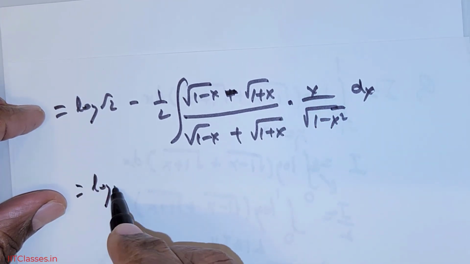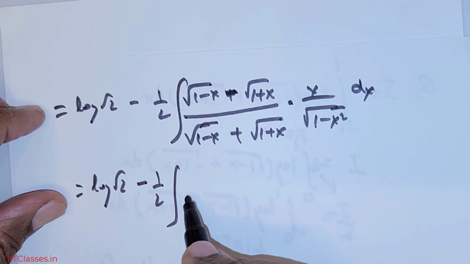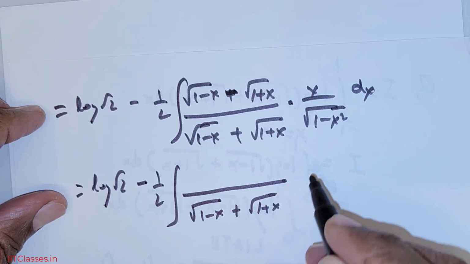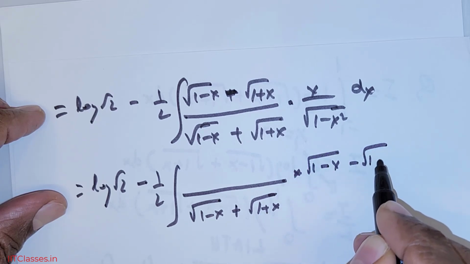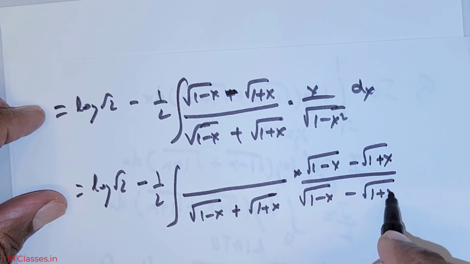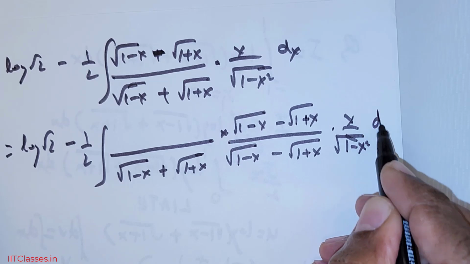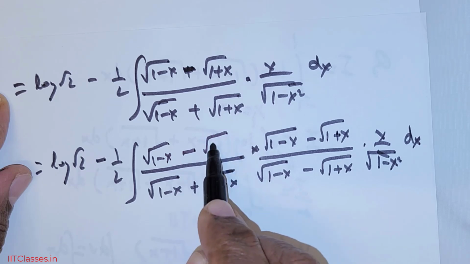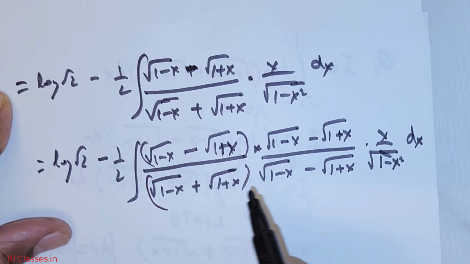So this is log root 2 minus 1/2. I'm going to get rid of this denominator, root of 1 minus x plus root of 1 plus x. I'm going to multiply it by root of 1 minus x minus root of 1 plus x, times x over root of 1 minus x squared times dx, and this is root of 1 minus x minus root of 1 plus x. Okay, this is what we have.